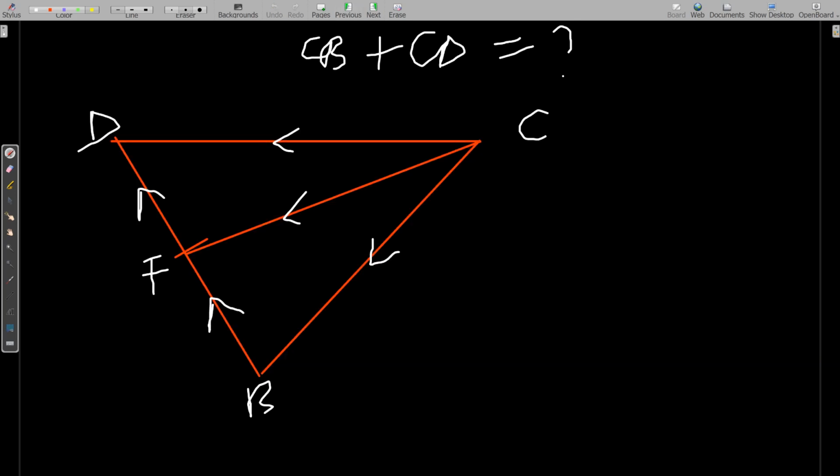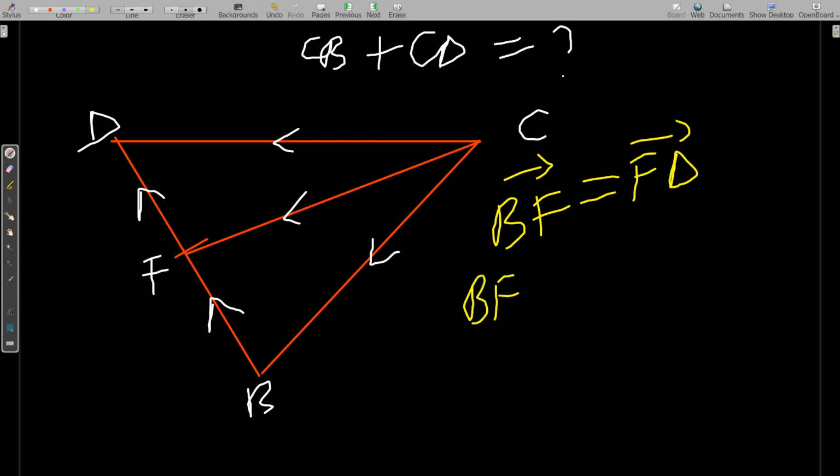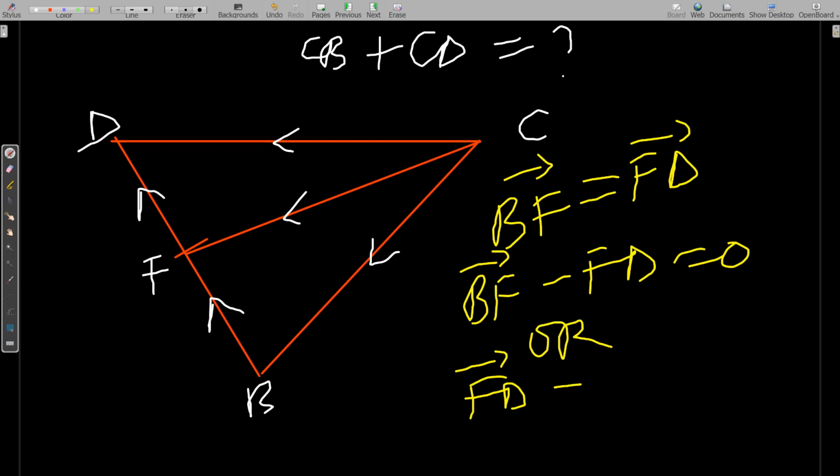So all these triangles are from this particular big triangle. In this, you should also take notice that BF is actually equal to FD, and that BF minus FD should be equal to 0, or you can say FD minus BF. So anywhere you meet these two, you should get 0. They are the same because this is the middle of this line.